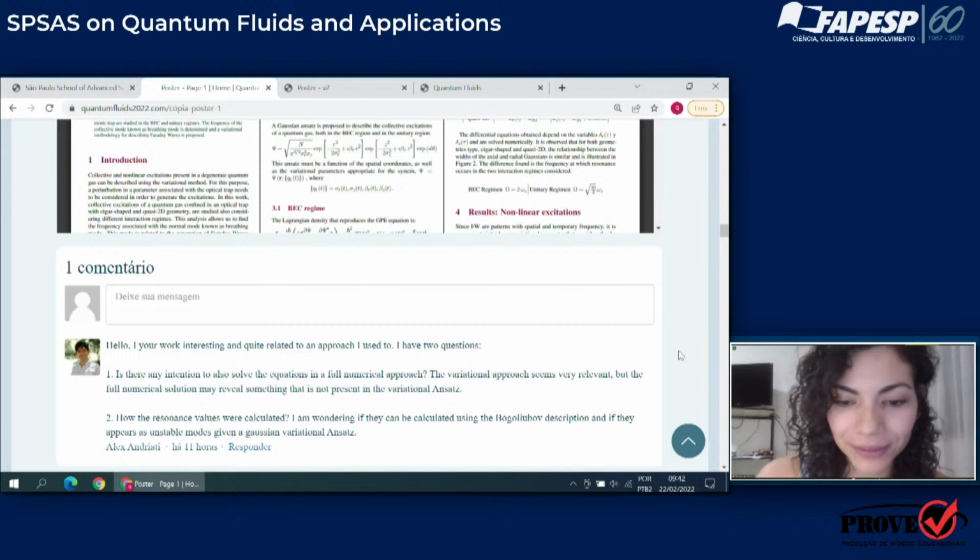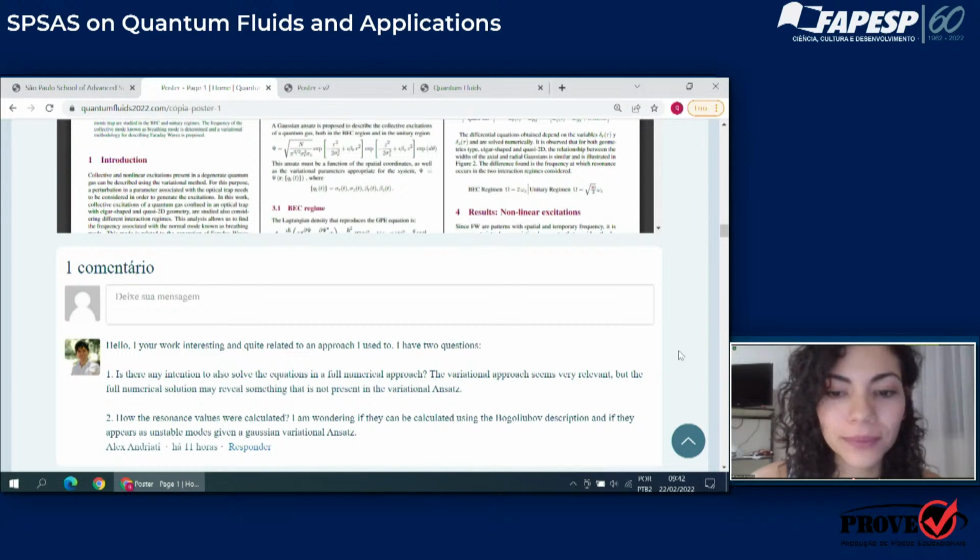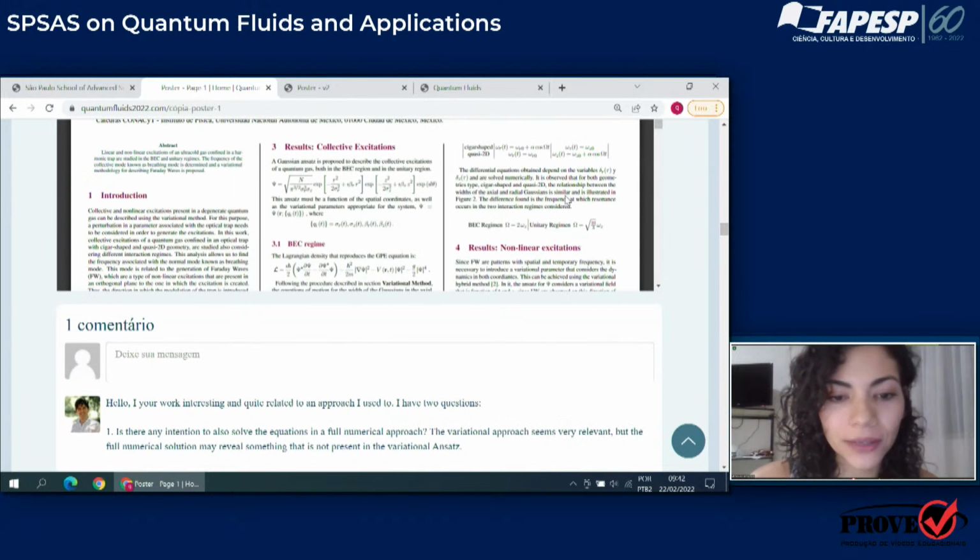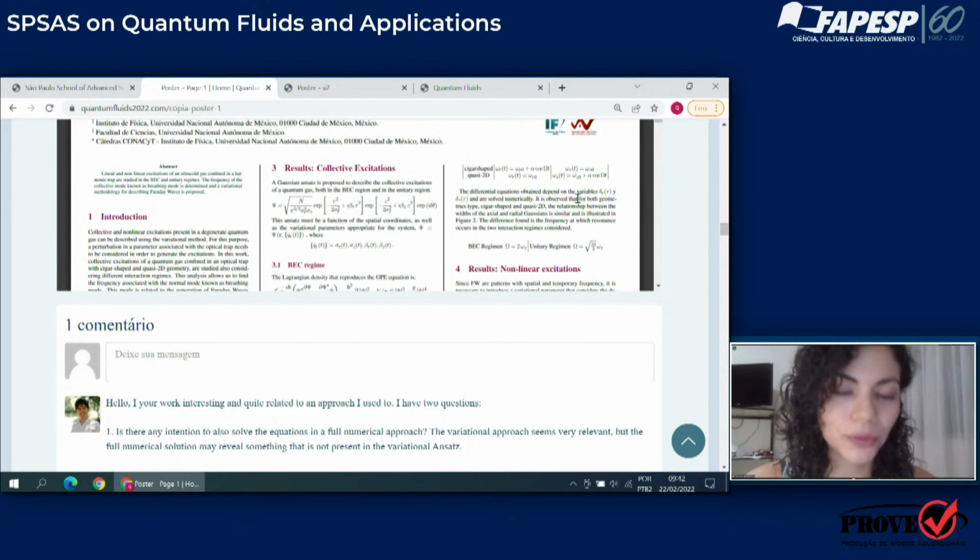Okay, I will answer the questions. I was saying that the Gross-Pitaevskii equation was solved numerically, but not by me, but by another student. His name is Diego, and his poster is on page 2, where you can see the simulations of this parametric modulation of the trap.